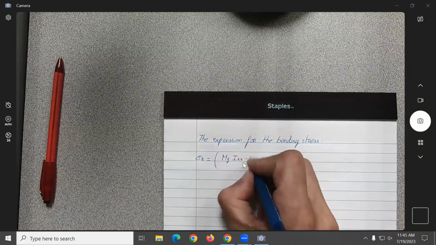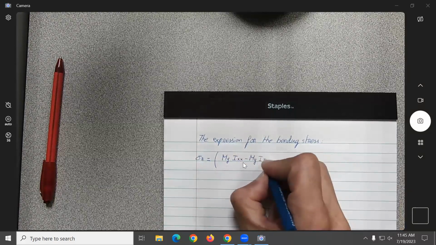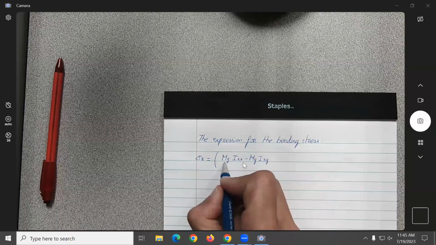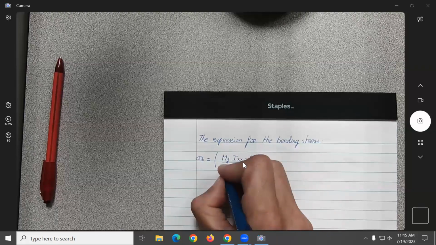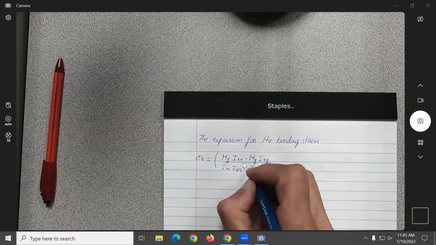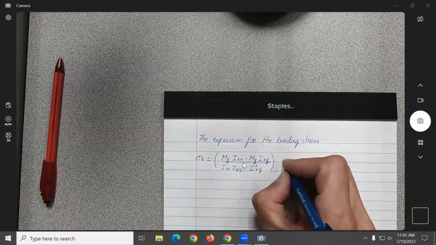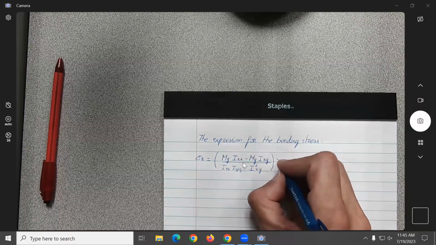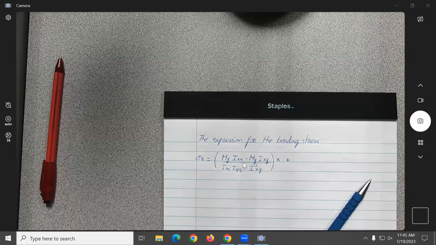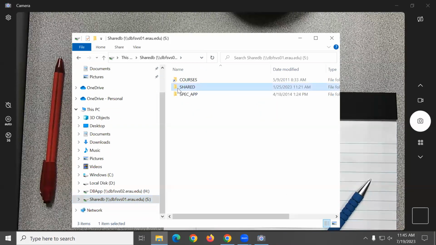It is the long expression: My IXX minus My IXY, divided by IXX IYY minus I squared XY, all this times, wait, I'm going to have an issue here. I'm going to check something because I don't think it should be the same moments, but this should be equivalent. This equation should be the one that I gave you in that handout. So let's look at it.